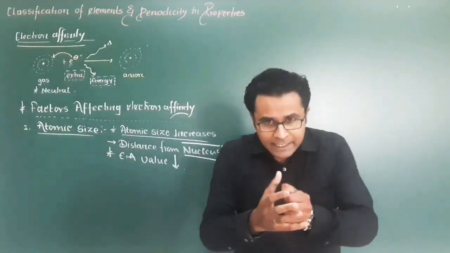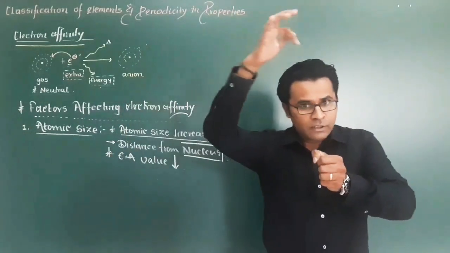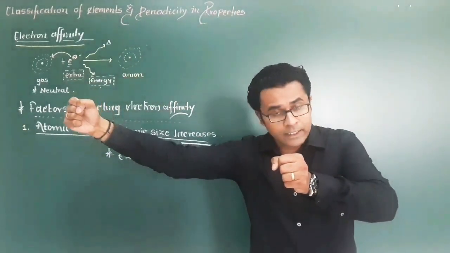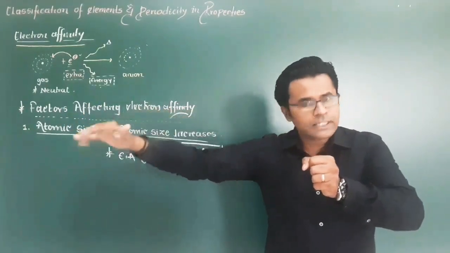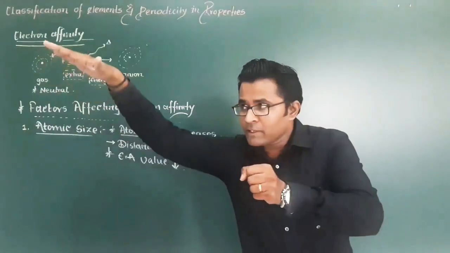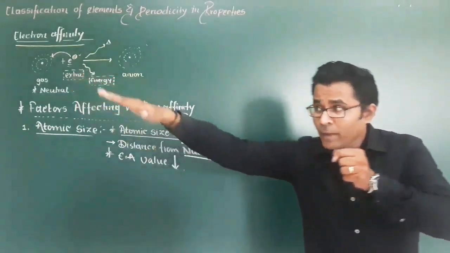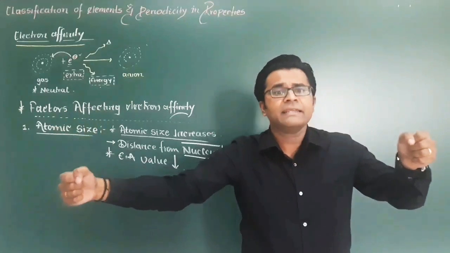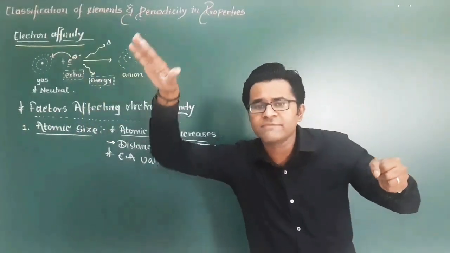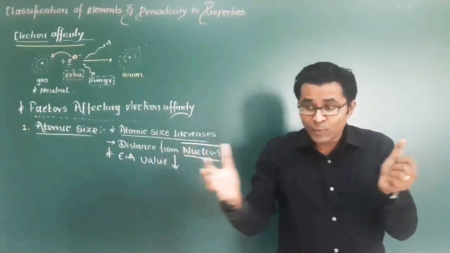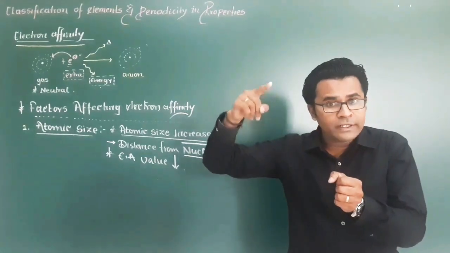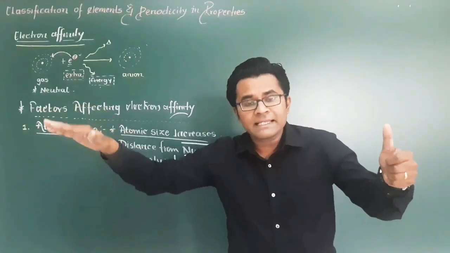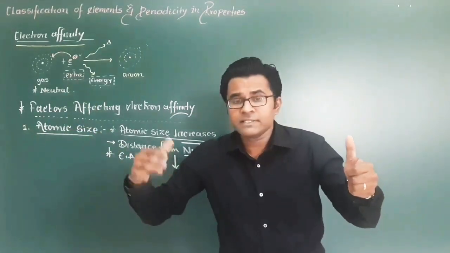So what is happening? As the atomic size increases, the distance from the center of the nucleus to the outermost orbit increases. As that distance increases, attractive power goes on decreasing. As the attractive power decreases, the electron can easily come inside and stay there, and the amount of energy that is going to be liberated is very, very less. So, the smaller the atom, the more the electron affinity. The larger the atom, the less the electron affinity. This is how it goes.